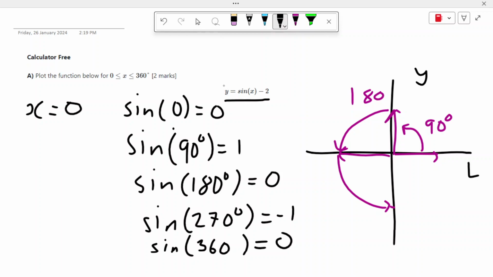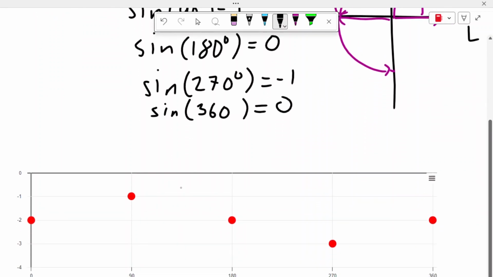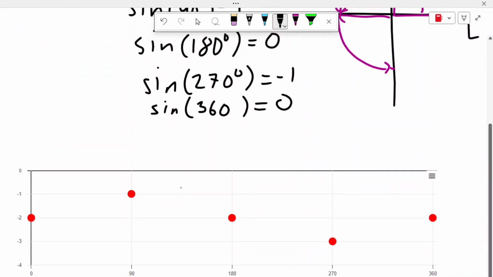Now whenever we plot anything, right, this is a calculator free section, we just have to put in the key points, and then we can do connecting the dots, and that's where the shape of it comes in. But if you don't have the key points, you can't plot this. So if we have a look, these are the key points here that are plotted.